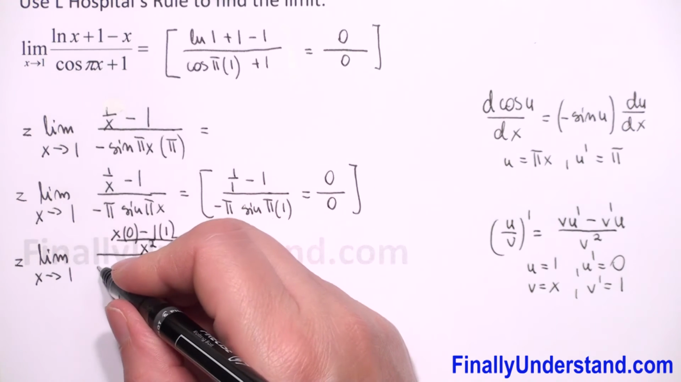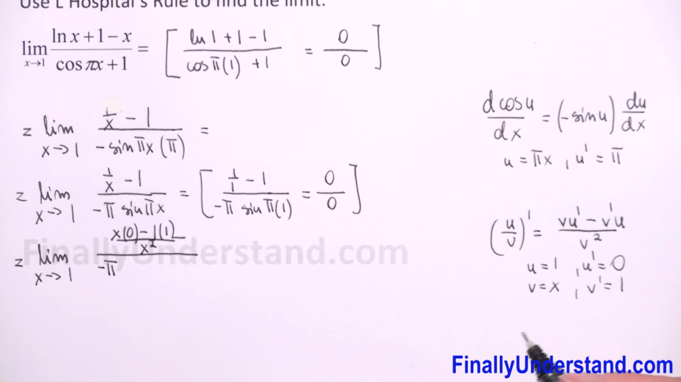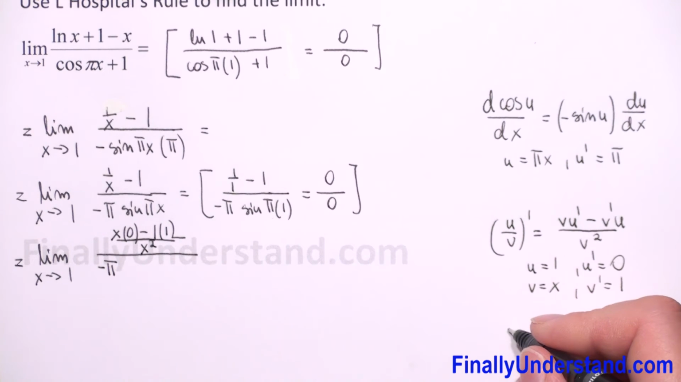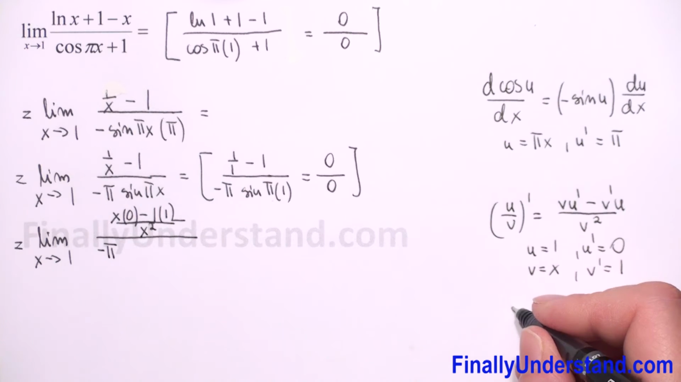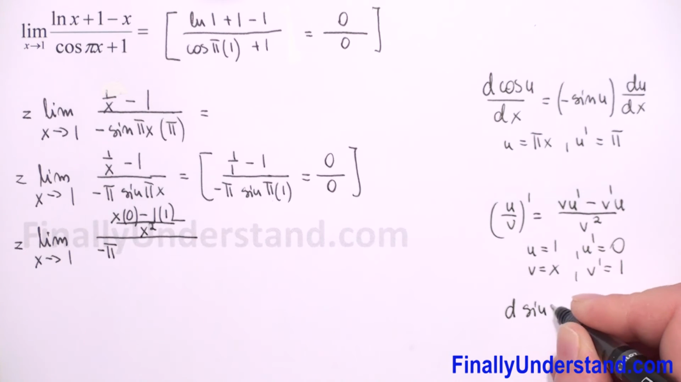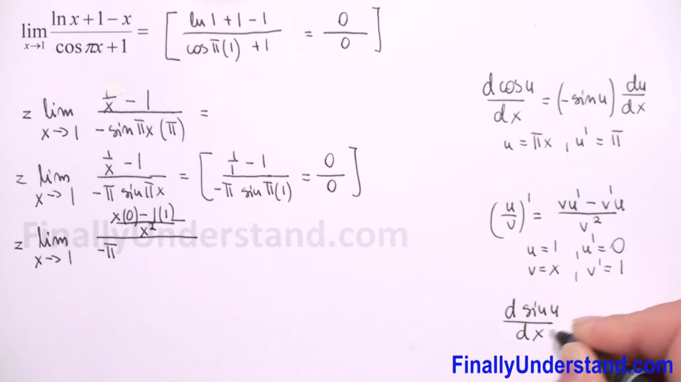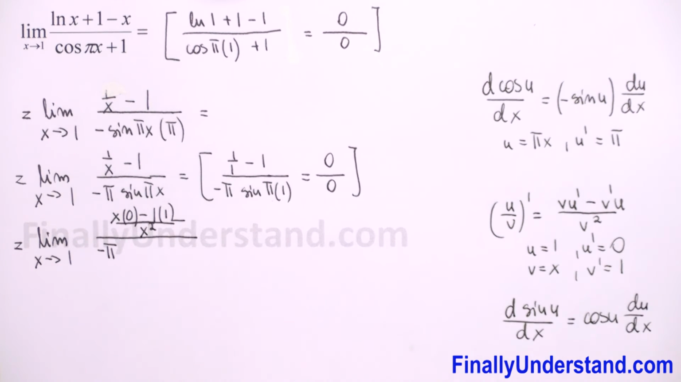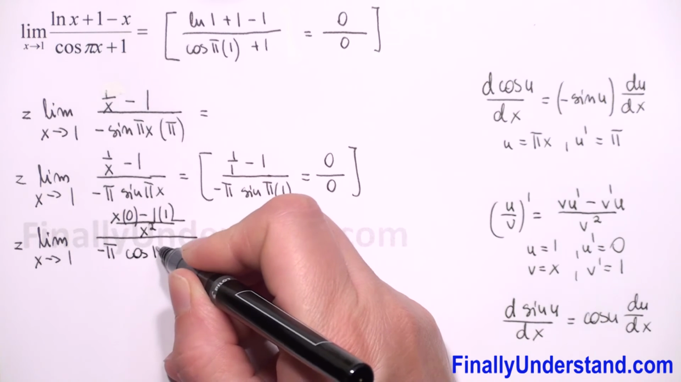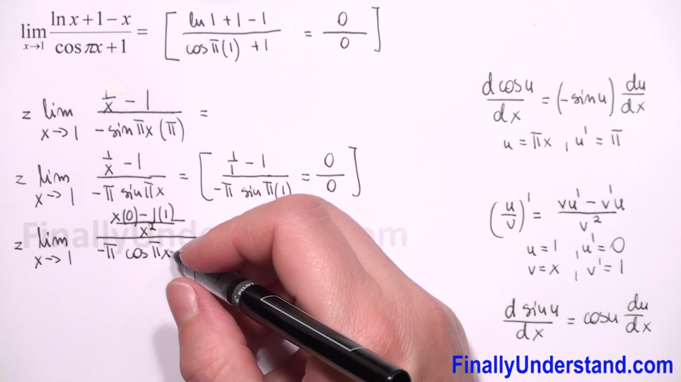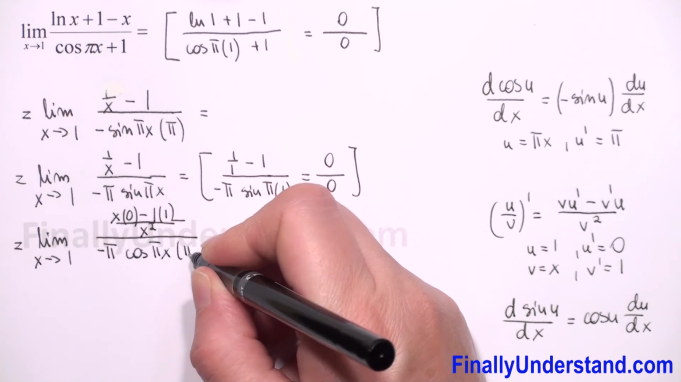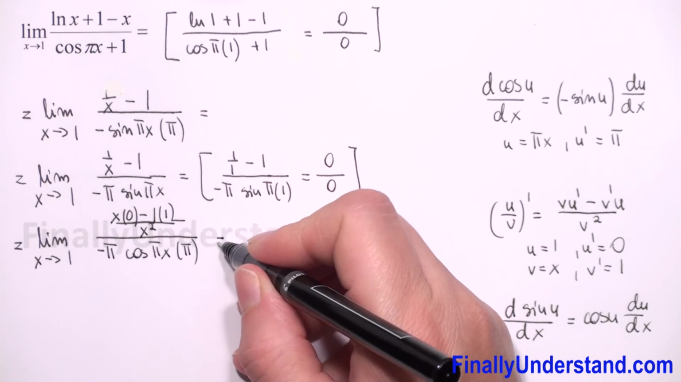We have to copy, like always, the constant, and derivative of sine of pi x, we have to use formula d sine of u with respect to x is equal cosine of u times du over dx. In our case, u is equal now pi times x. So we have cosine of pi of x times derivative of pi of x is pi. This is equal.